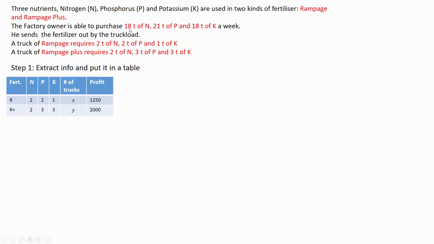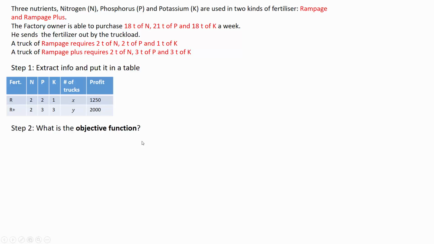I've put those numbers in from up here on how many tons are required to make a truckload of each. And I've assigned the trucks to X and Y. Because we're going to graph this later, I'm using X and Y because that fits with the X and Y axes. And the profit per truck is $1,250 or $2,000 depending on what I'm making.